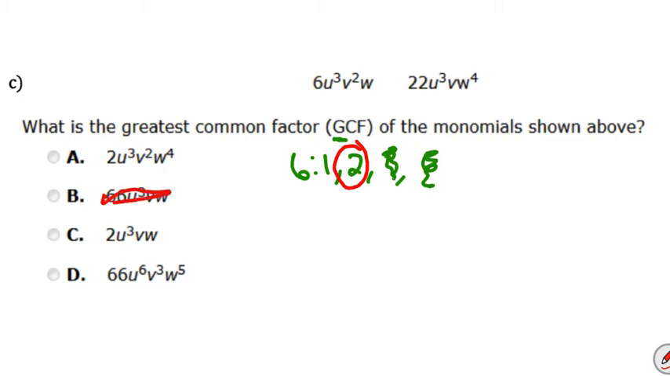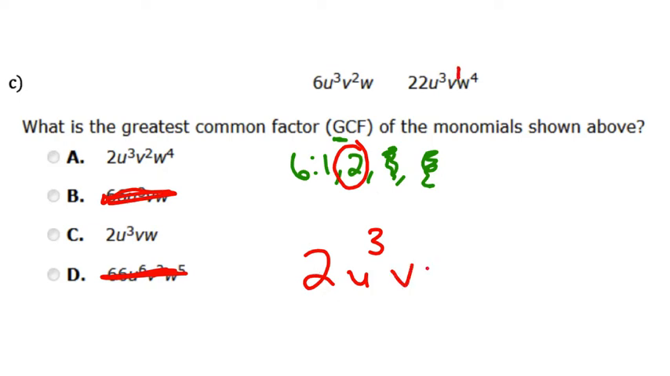So after that, we know that B is out, and we know that D is out, okay? So now we need to look at our variables and see, well, what exponents for these variables will give us the correct answer. So remember, we're looking for the smallest exponent. So U, well, both of those U's have a 3, so U to the third. And then for V, we have a 2. And then remember, this V right here has a 1. So it's going to be V.